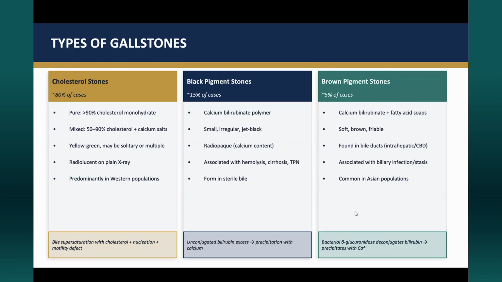Now, the concepts there are nucleation and supersaturation. So the bile is supersaturated with excess cholesterol from the diet. Whether it is overproduction, so much diet that you take in, or a decrease in the excretion of cholesterol from the body, this all points to bile supersaturation.